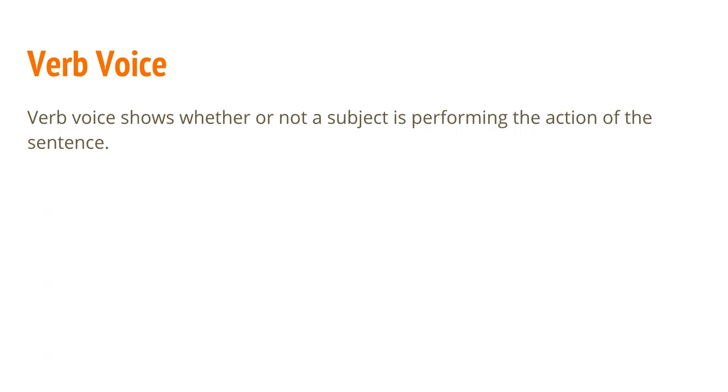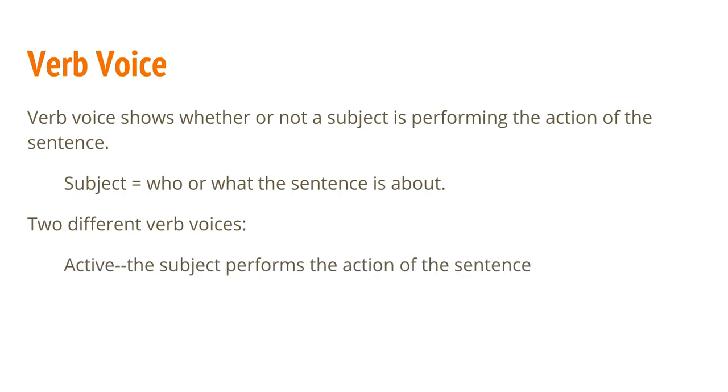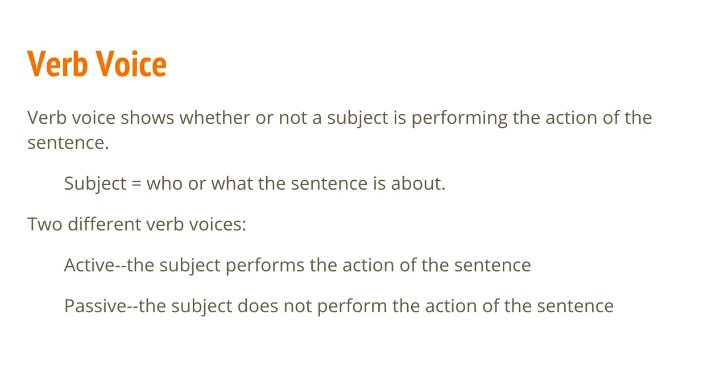And verb voice just tells us whether or not the subject of the sentence is performing the action of the sentence. So as a reminder, subject is who or what the sentence is about. And what we're looking for with verb voice is whether this who or what is the one actually doing what the verb is talking about. There are two different verb voices. Active voice, where the subject is the person performing the action, and passive voice, the subject does not perform the action of the sentence.